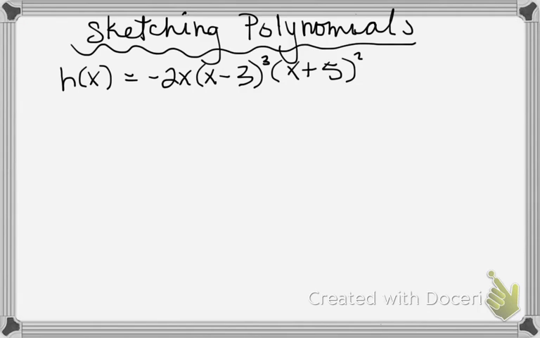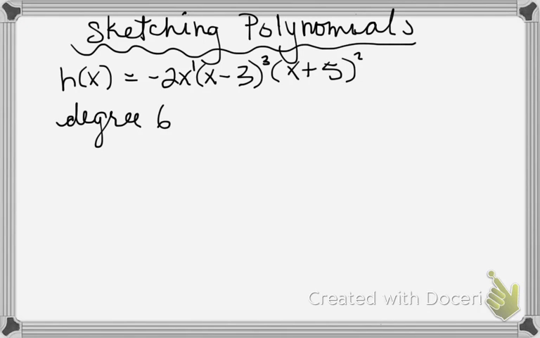A couple pieces of information about this polynomial just before we start here. If I take each of the exponents on the x's and add them together, so 1, 3, and 2, that tells me that my polynomial is degree 6.